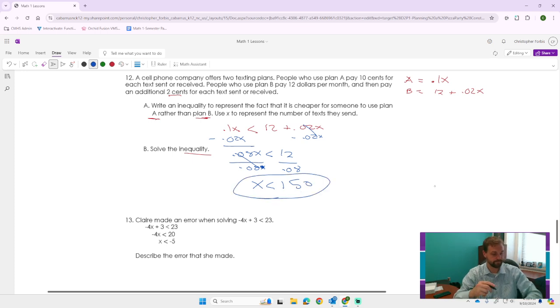So what does that mean? That means anytime I send less than 150 texts, plan A is the cheapest. But once I go beyond 150 texts, plan B becomes the cheapest. Because remember, it's a lot cheaper per text, 2 cents as opposed to 10 cents. So if you're texting more than 150 texts, then it probably makes more sense to go with plan B.